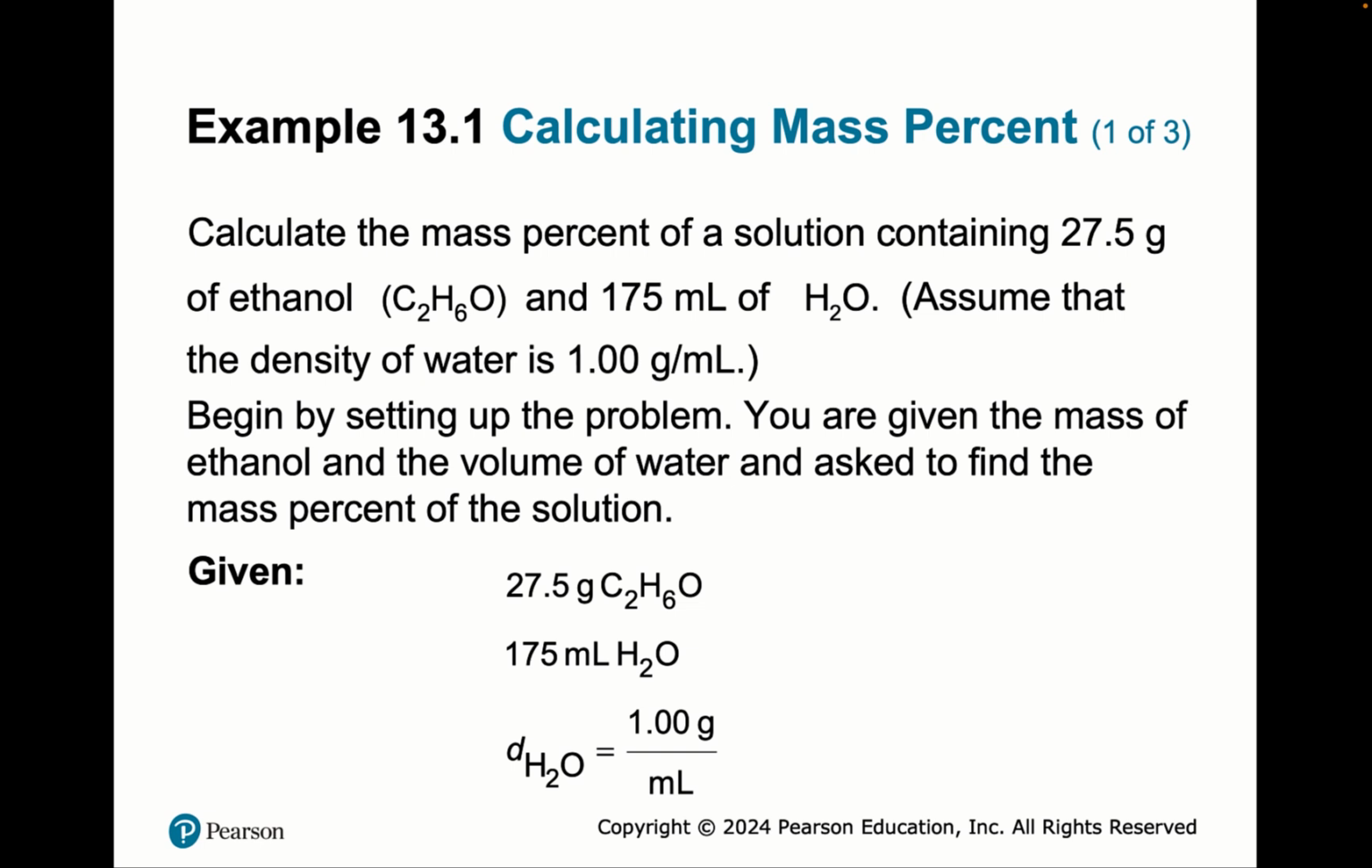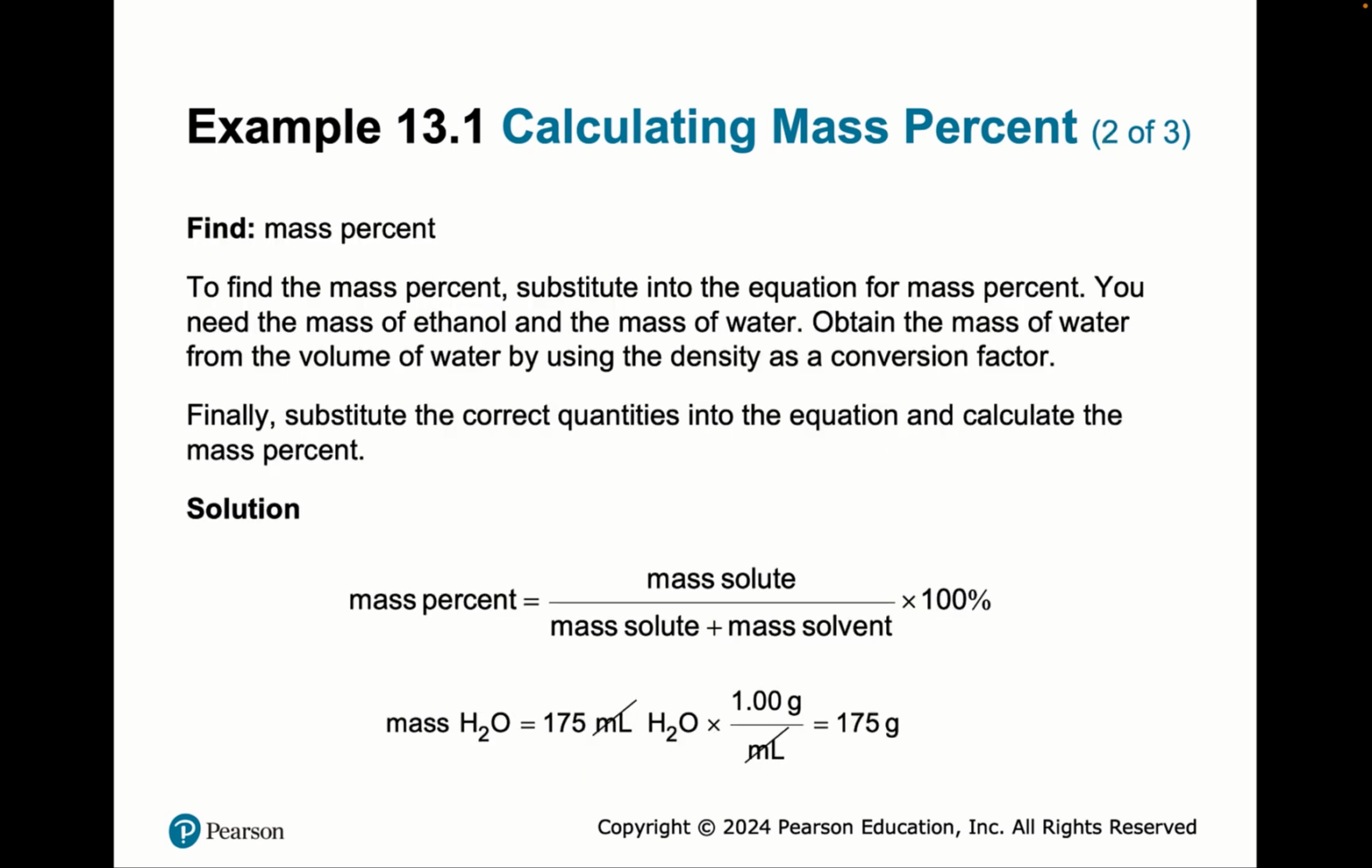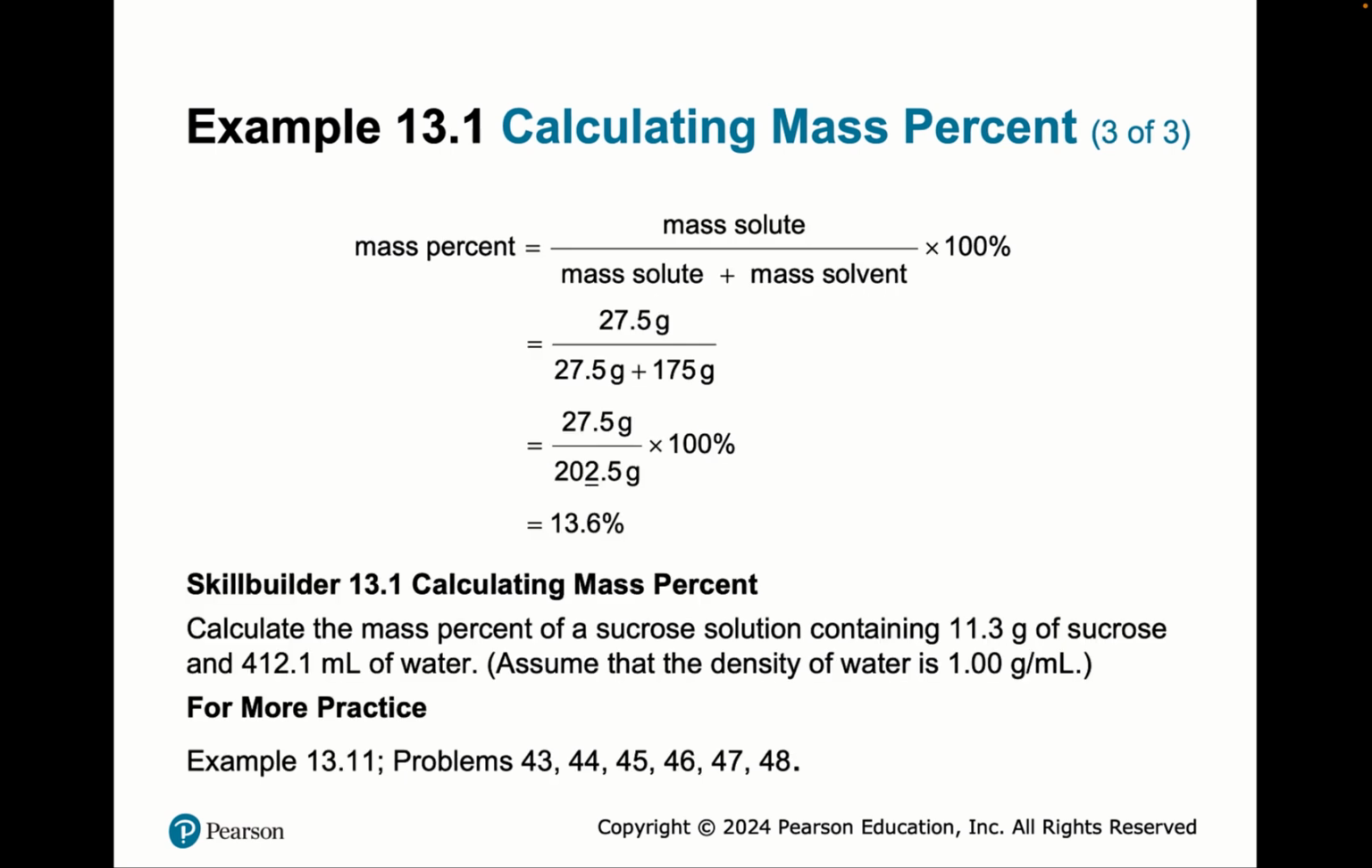So I see that 175 milliliters, I just converted to grams all the way. But if it's a different liquid without a specific gravity of 1 or density of 1, then you'd have to do that calculation separately. So we'll go ahead and convert the water to mass. And so mass percent is mass of whatever over the total mass times 100%.